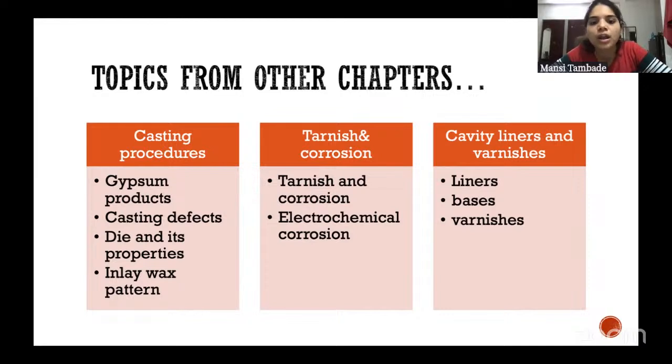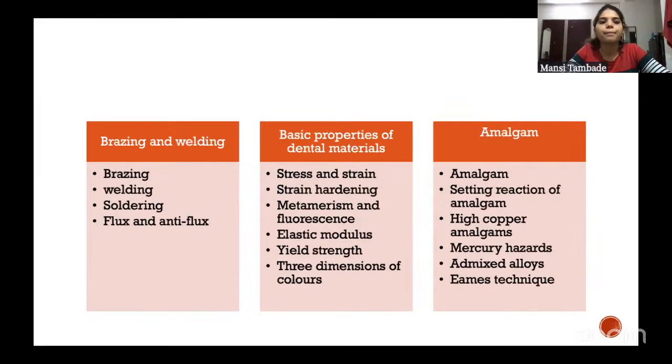Tarnish and corrosion. This could come as a short note question. Electrochemical corrosion as a short note, specifically in other part. Cavity liners and varnishes, liners, bases and varnishes, it could be asked as a short note. The question could be formed in different ways also, along with any other question. Then the brazing and welding, that is the procedures we use for joining metal. Brazing, welding, soldering, flux and anti-flux, these are the important questions from this chapter.